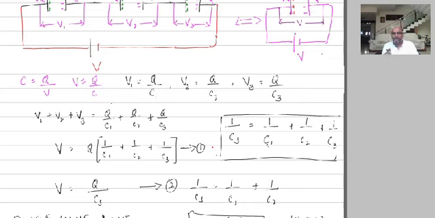So two important points. If two capacitors are connected in series, then Cs is equal to C1 C2 divided by C1 plus C2. Second important point, effective capacitance in series is always less than the least value of the individual capacitances.